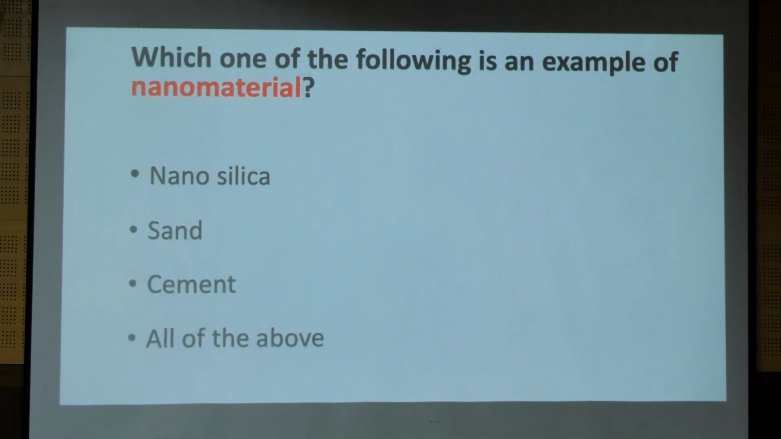Which one of the following is an example of nanomaterial? Nanosilica, sand, cement, all of above. Nanosilica. Anyone has a different answer? Now sand, you go to the beach and you see the sand. Some particles may be nano if you see the dust on that, but what you can see are maybe a few microns or even millimeters. So sand is not nano, no way.